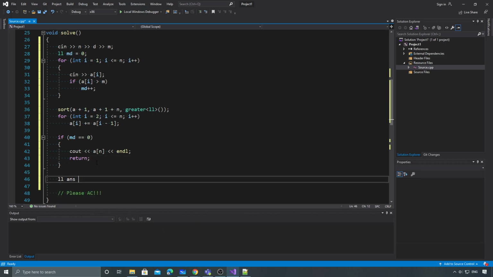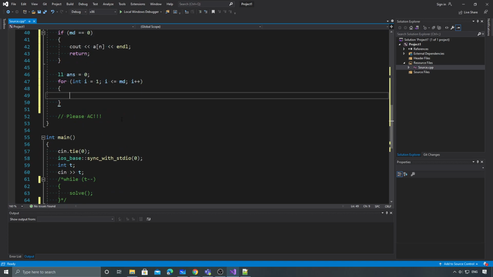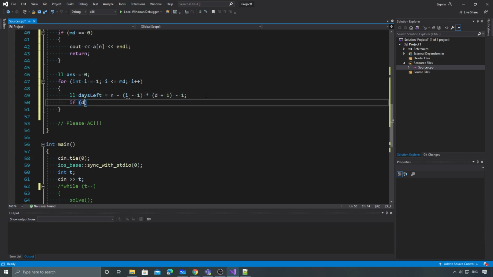Else, let's set the answer equal to 0. Then we're going to start picking the muzzle days one by one. We start from the first day and end with the muzzle days, which means we will try all the muzzle days. Then I'm going to have days left. Like I said, the days left is n minus (i minus 1) times (d plus 1) minus 1. So this is going to be the days we have. And of course, the days left has to be greater than 0.